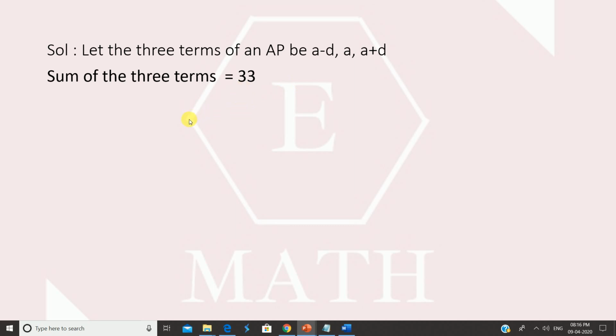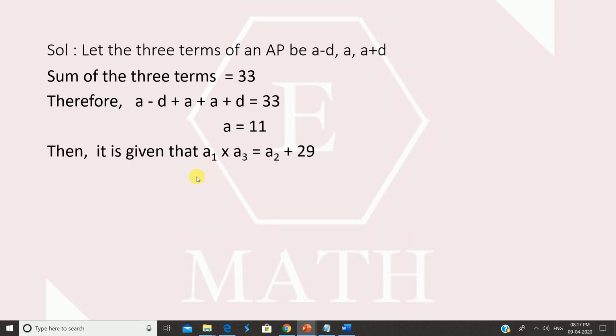So therefore, what do we get? A minus D plus A plus A plus D will be equal to 33, which implies that A equals 11, because we can easily cancel out this minus D and plus D, and we have 3 A's here. So 3A equals 33 implies A is equal to 11, right? So the value of A is 11 now.